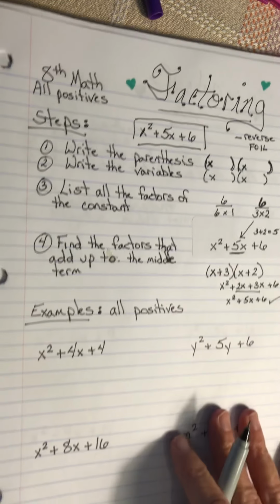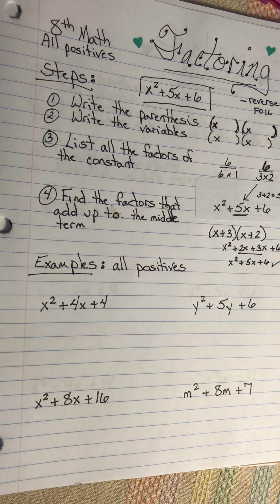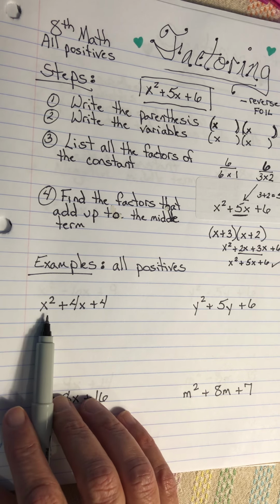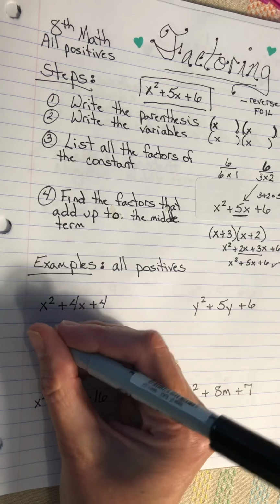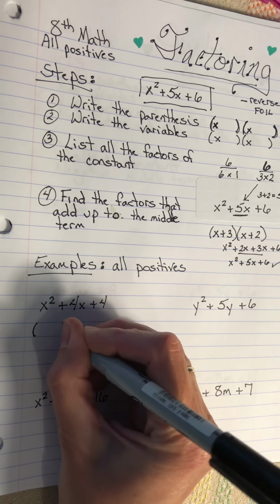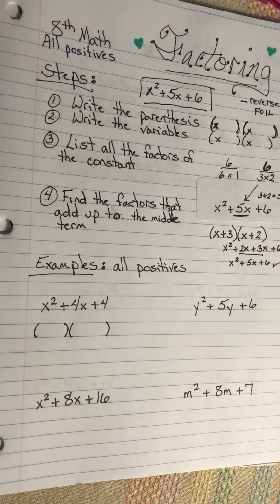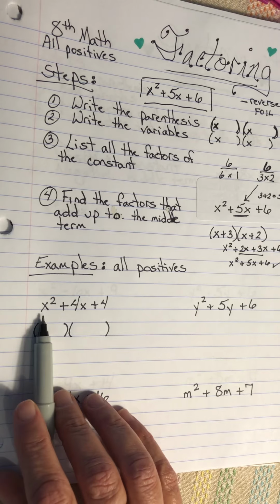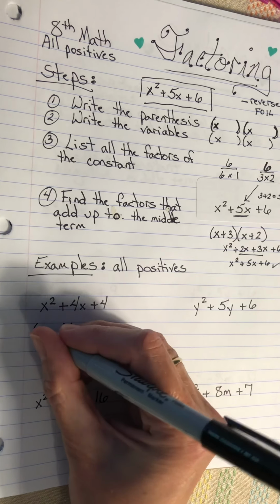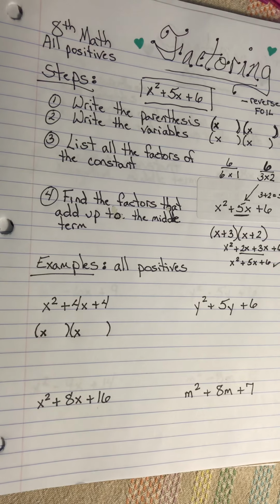So let's go through four examples. These are going to be very similar to what you're going to have in your assignment. Look at our first one. Step 1, write the parentheses. So it's going to be parentheses times parentheses. Step 2, write the variables. The only way to make x squared is x times x.